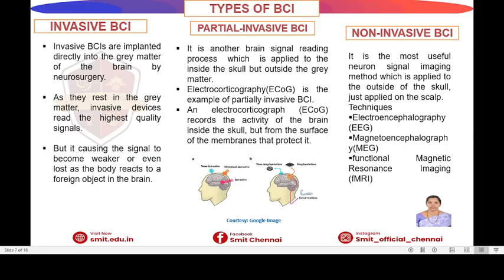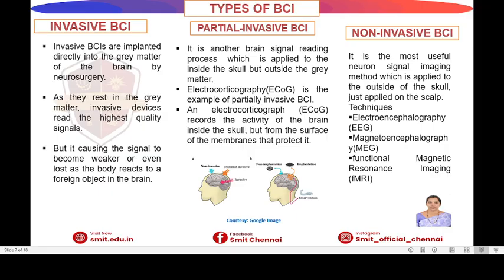That is also the main drawback. So second is partially invasive BCI. It is another method, where we place the electrode inside the skull but outside the gray matter. The best example is electrocorticography. Here we can measure the activity of the brain inside the skull but on the surface of the membrane that protects it. So this is the main thing.